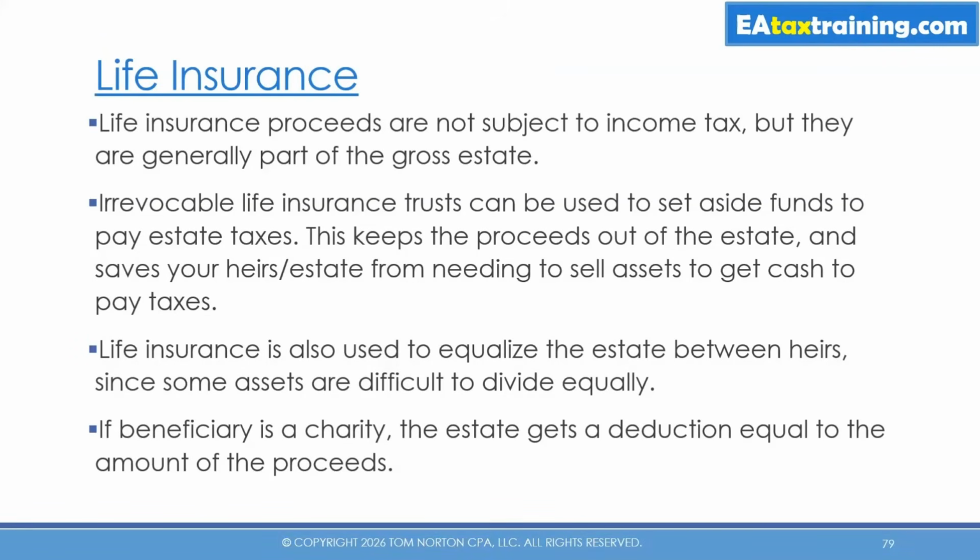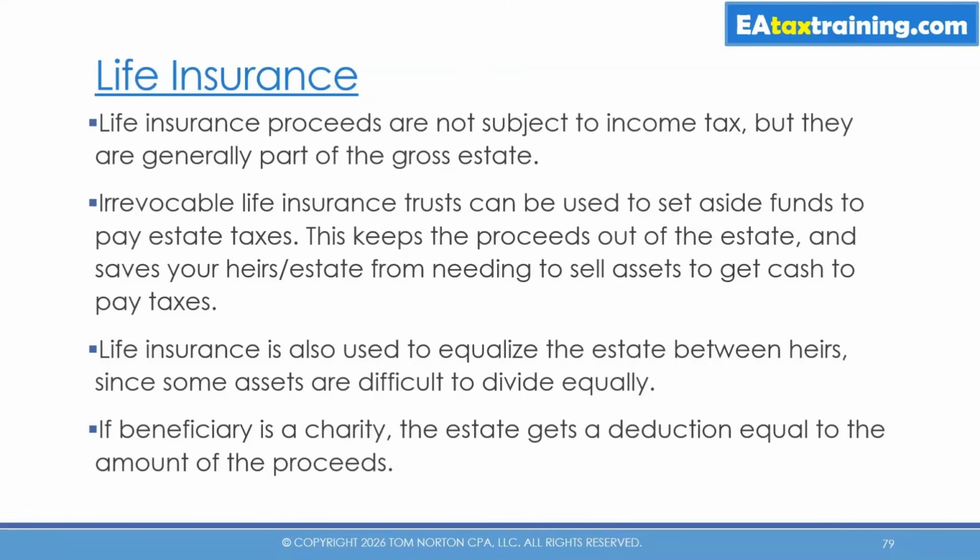So one way to fix that problem is with life insurance in an irrevocable life insurance trust. So you buy a life insurance policy. It is owned by this trust. When the person dies, the proceeds go to the trust. Since it is an irrevocable trust, those proceeds are not considered part of the estate, but they can now be used to pay for the estate tax. So you don't have to sell any of those assets in order to pay your estate tax.